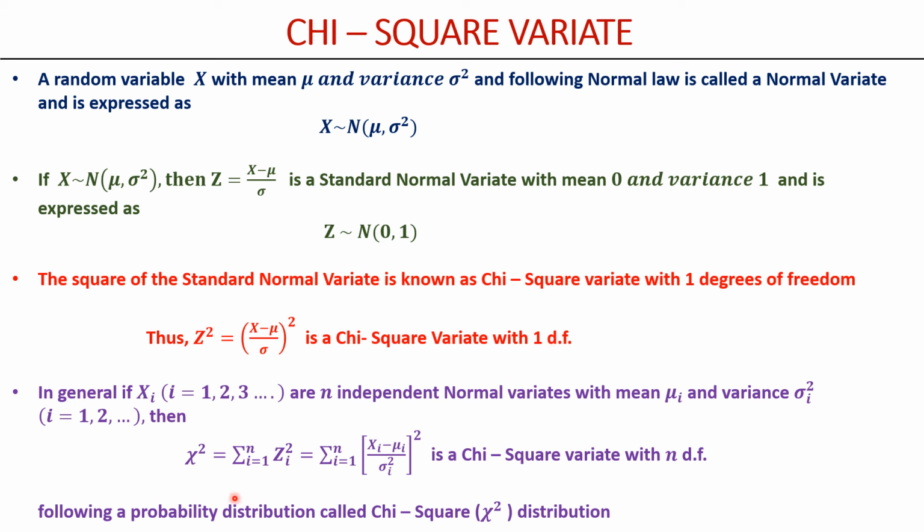This variate follows the probability distribution which is called the chi-square distribution. Our motto in this video is only to discuss the applications of this distribution and not go into the depth of this distribution. So we shall just restrict our learning here only to the applications of this distribution. So let's see what they are in my next slide.